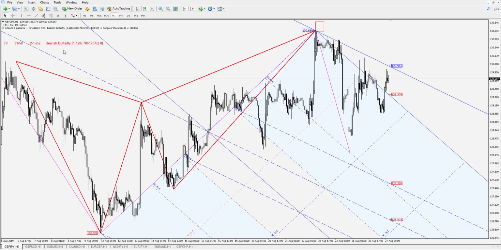Out on GN, bearish butterfly. There's your levels there, 12996, 12937. Strong diagonal resistance and a bearish harmonic and a descending pitchfork.